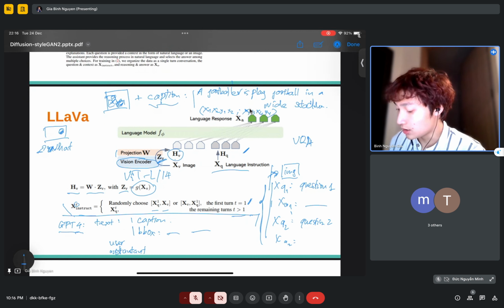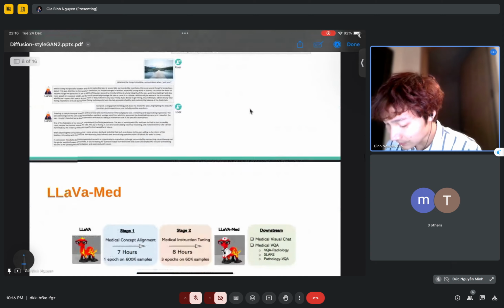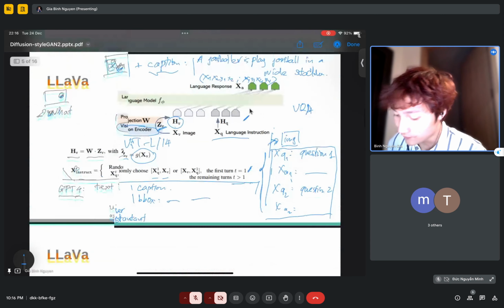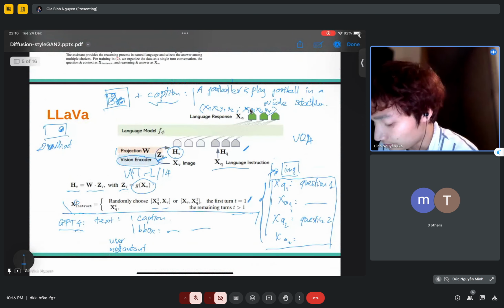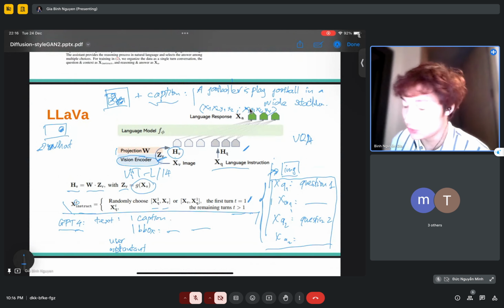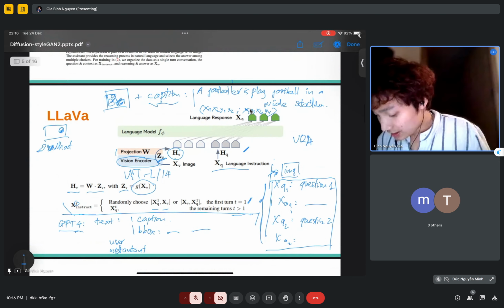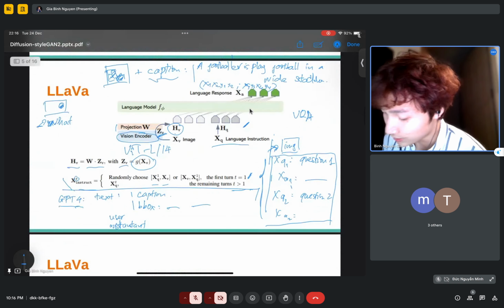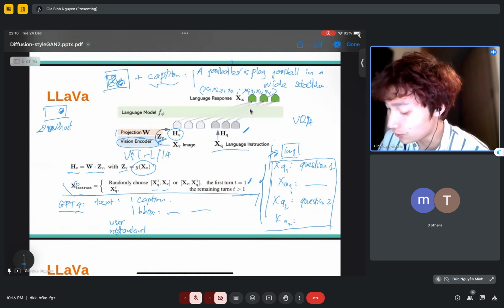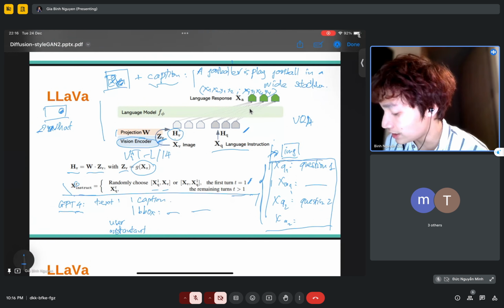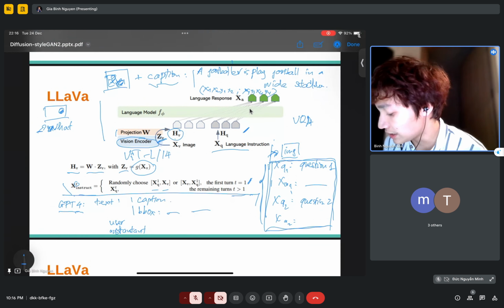To generate the multi-turn conversation dataset for us, let me check the slide. I think I will have a clearer example when we go to LLaVA-Med. Sorry about this, but at this time we know some components of the LLaVA model and how they create a multi-turn dataset to train the model.